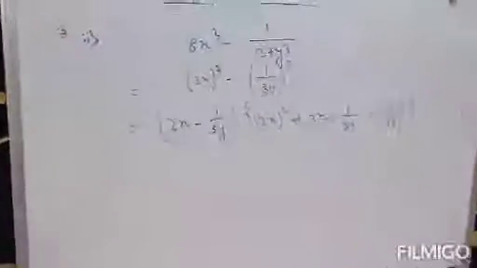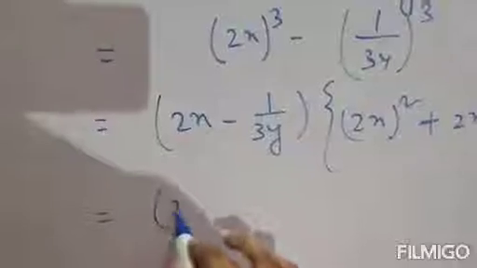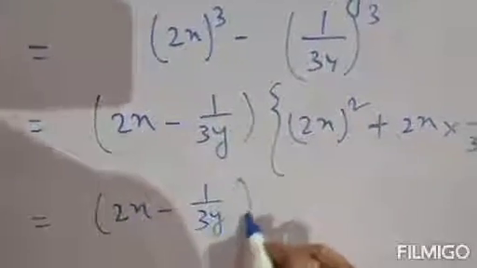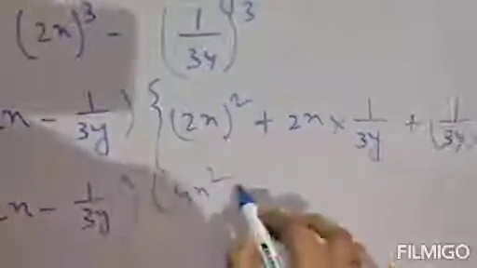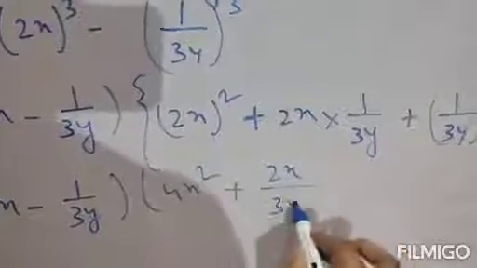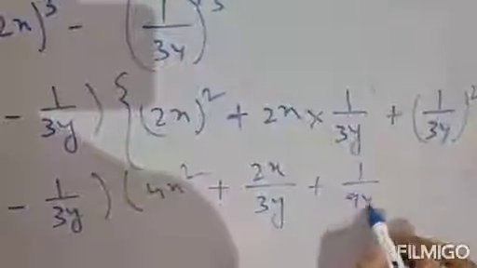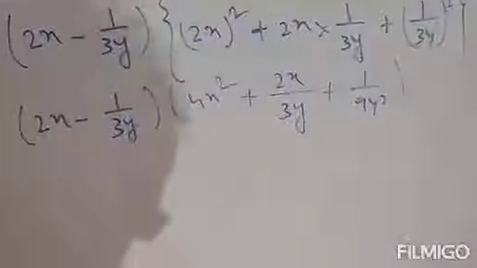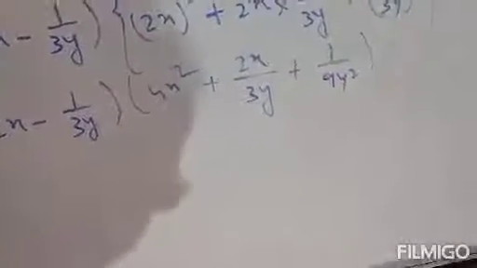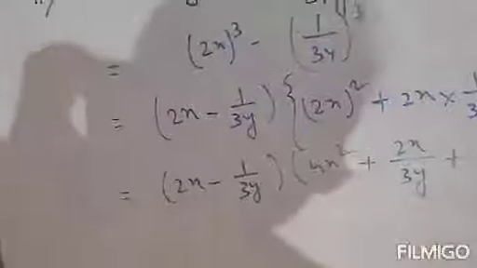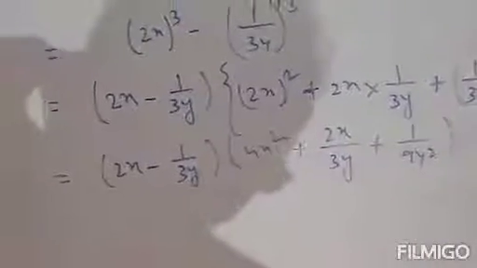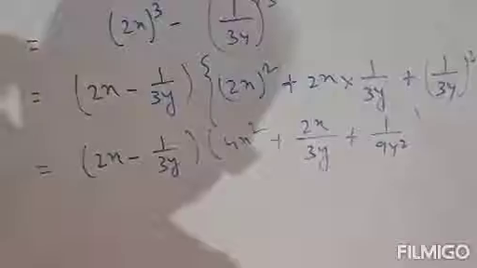This is the formula: a cube minus b cube is (a minus b)(a square plus ab plus b square). Now simplify. 2x minus 1 by 3y, this is 4x square plus 2x by 3y plus 1 by 9y square. Clear? So your answer is (2x minus 1 by 3y)(4x square plus 2x by 3y plus 1 by 9y square). This is the final answer. Clear? So question number 3A to solve.